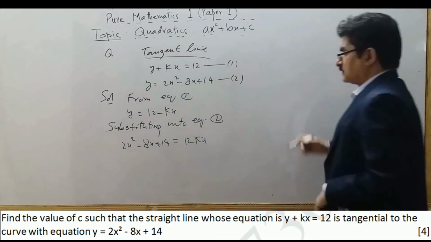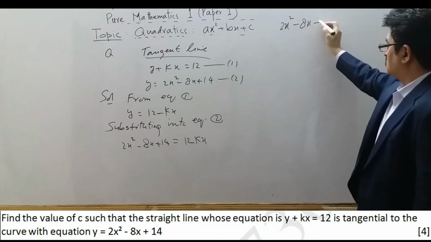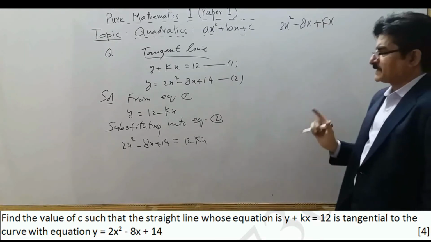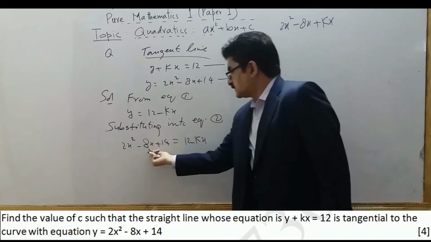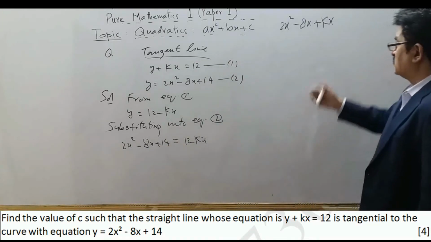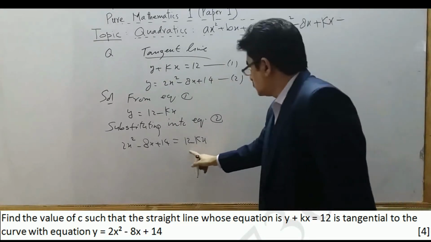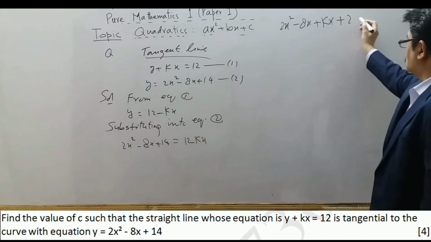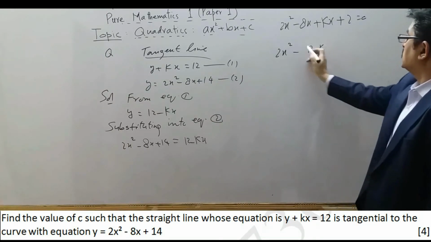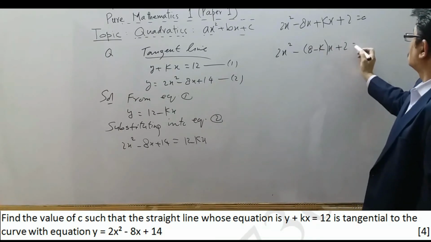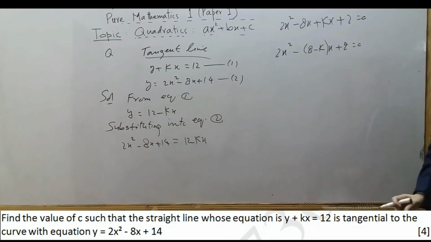Now rearranging this equation, converting it into a 3-term quadratic, plus kx. Now collect like terms, meaning those with the same variable x. Here you have x, here you have x. You can collect them in one place, and then we have 14 minus 12, which is plus 2, equal to 0. So you can write it like minus 8, we can take minus common also, plus 2 is equal to 0. So we have converted it into a 3-term quadratic equation.